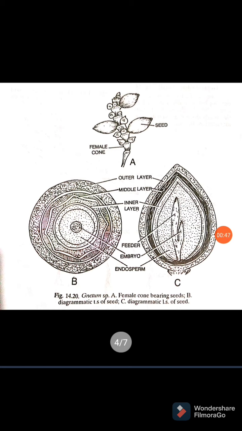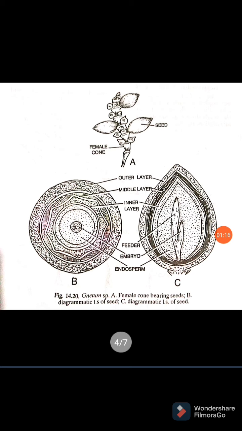And this fertilized ovule undergoes the following changes, as you can see in these two figures B and C. Figure B is the transverse section when you cut a seed transversely, and figure C shows when you cut the longitudinal section of a seed. So what will happen to these actually? Here you can see there is the outer layer, the middle layer, and the inner layer.